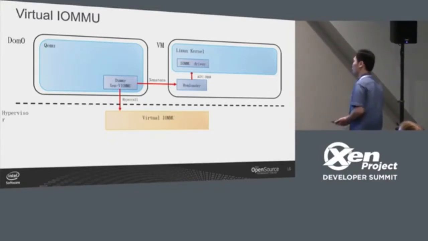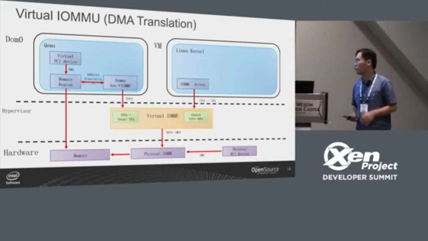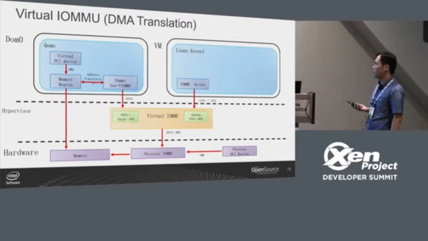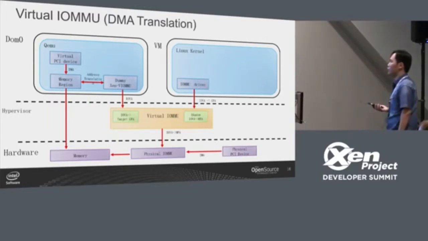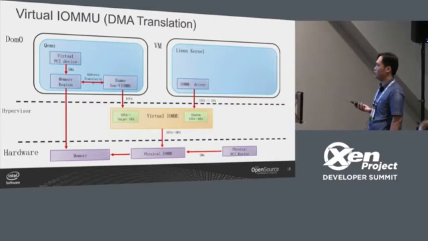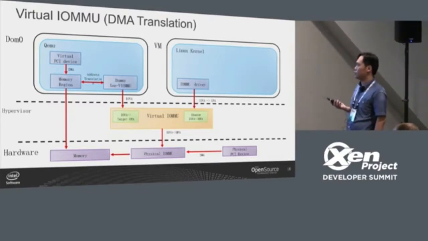This part is for the creation. For the DMA translation, when the VM enables the DMA translation, it provides the mapping table from IOVA to GPA and writes it into the virtual IOMMU device model. For the virtual PCI device, it's in the QEMU. QEMU has already provided a virtual IOMMU framework to deal with the DMA translations.